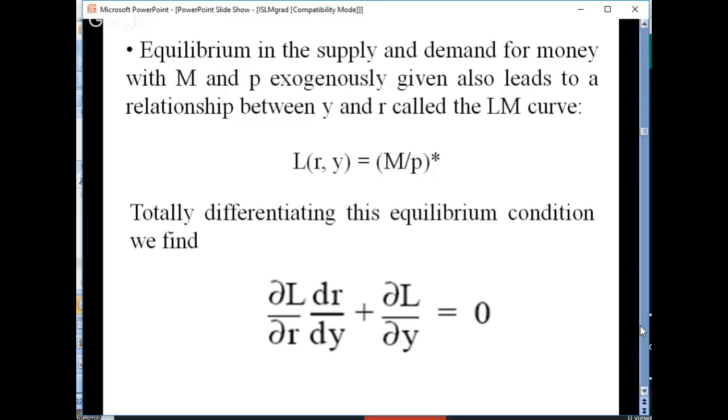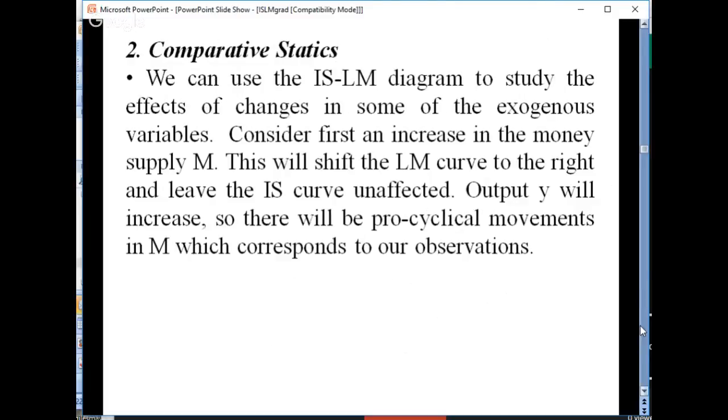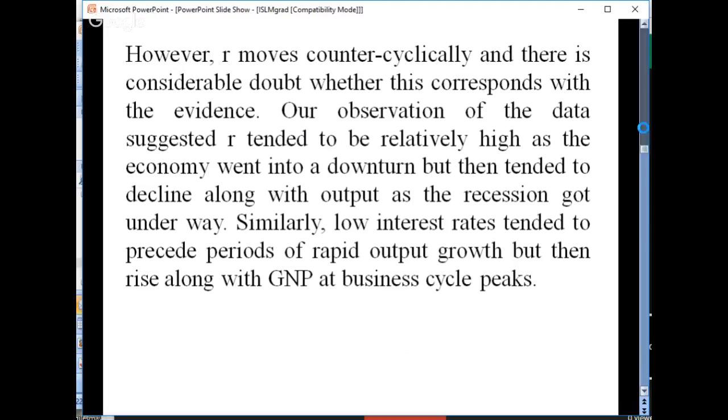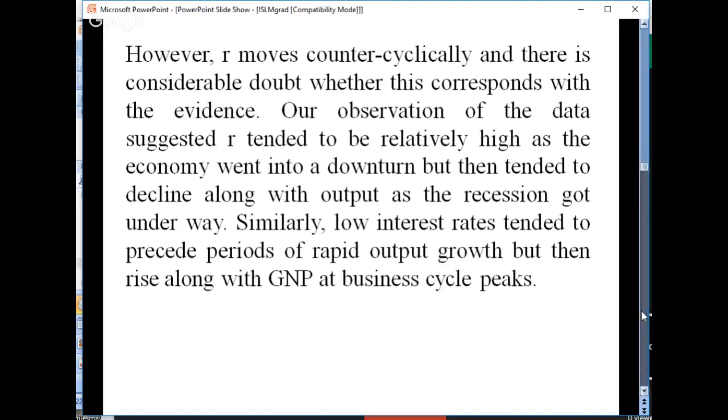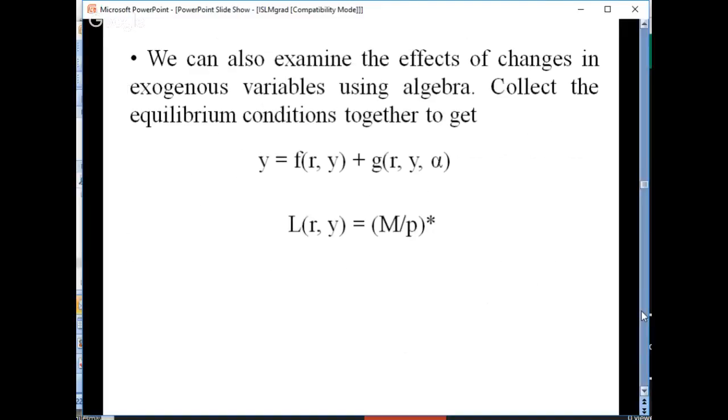Okay. We looked at how changes in money supply might affect the economy, and now we look at how changes in our shift parameter alpha will affect the economy using matrix algebra. Here are two equations: Y equals C plus I, where of course C is a function f of interest rates and output, plus investment, where investment is a function g of interest rates, income, and the shift parameter alpha.